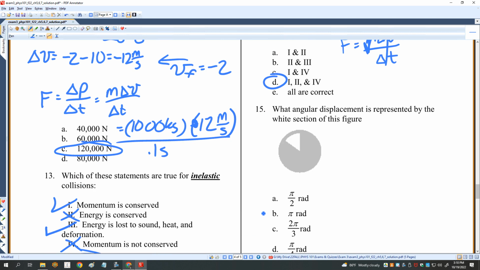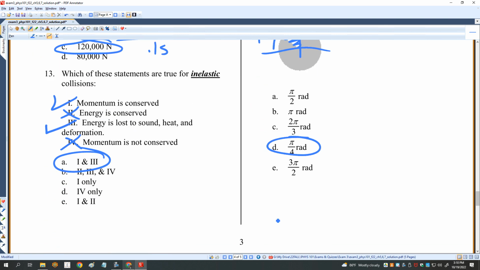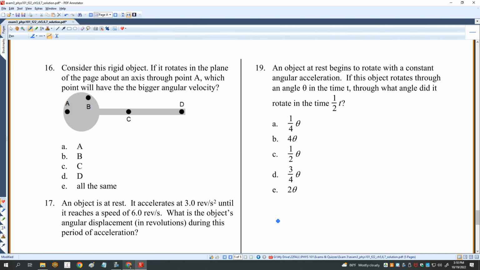Which of these is represented by the white section of the figure? So notice here, if I draw my coordinate system now, this angle would be pi over 2. So this is half that, which is D. If it rotates in the plane, which point will have the bigger angular velocity? Oh, this is a rigid object, so they're all going to have the same angular velocity.